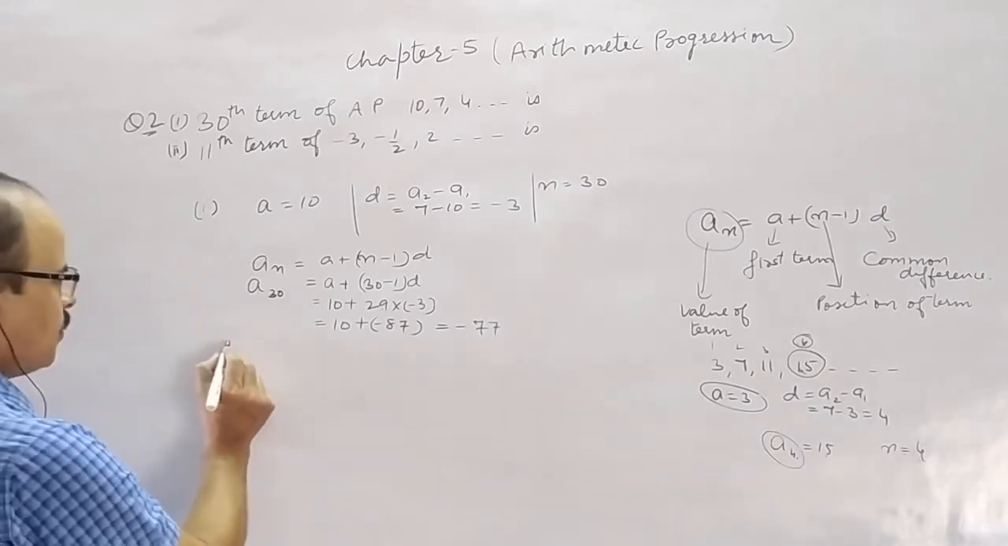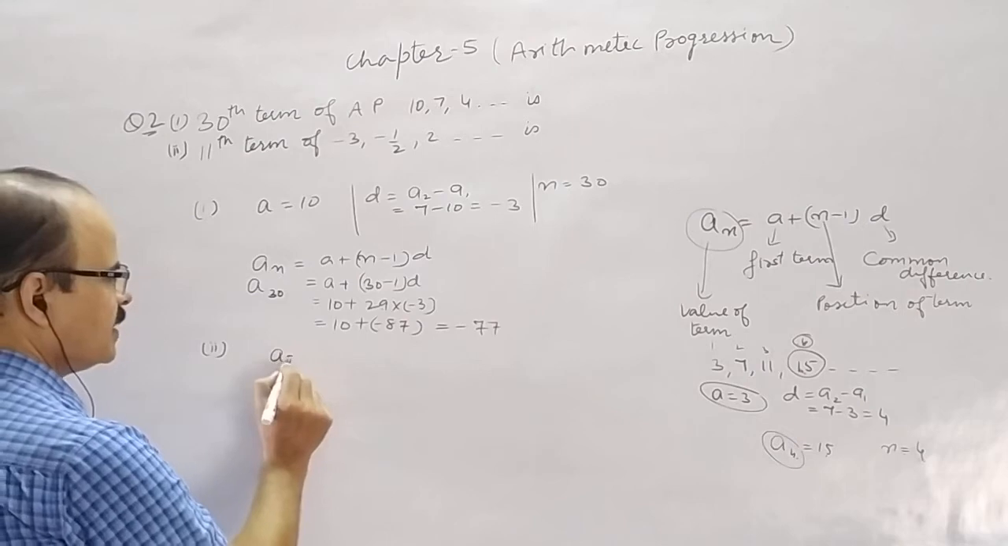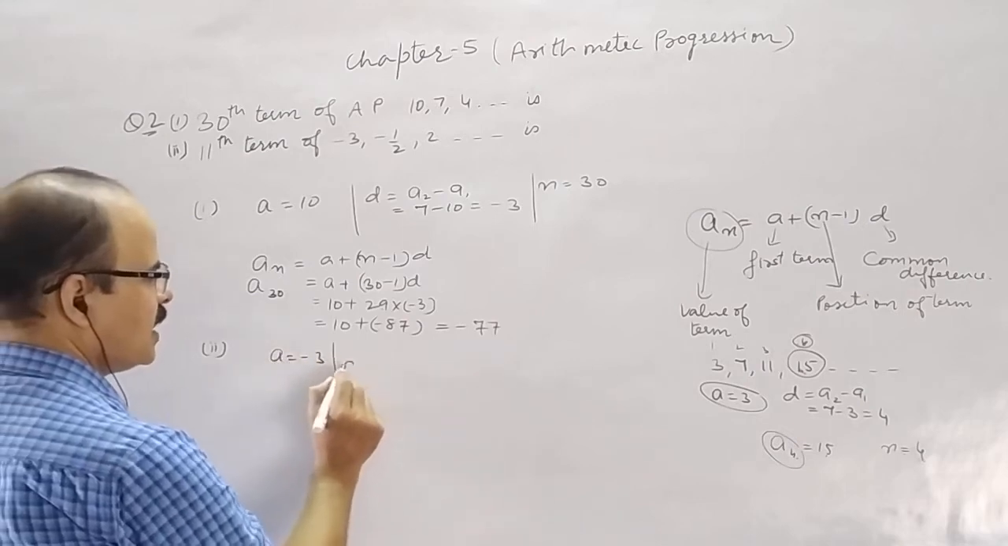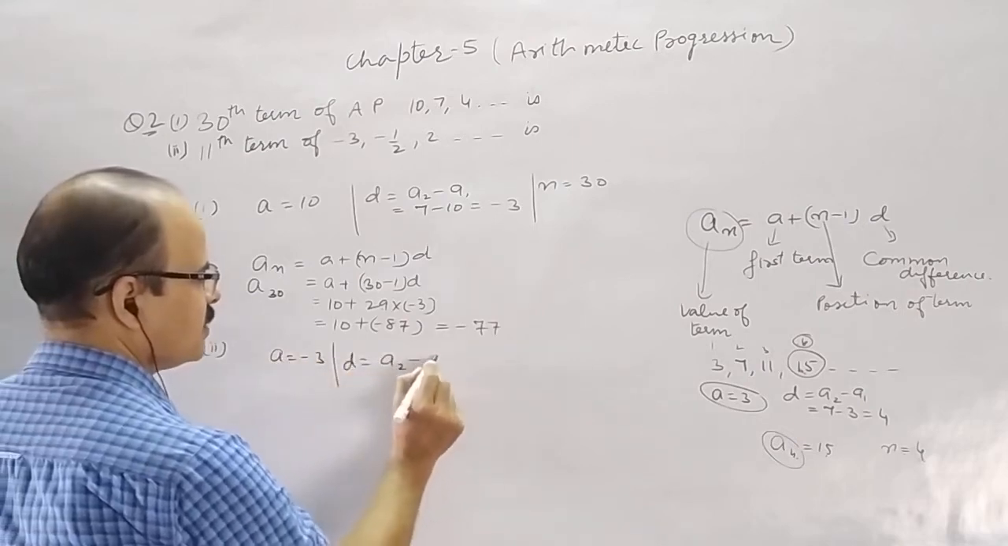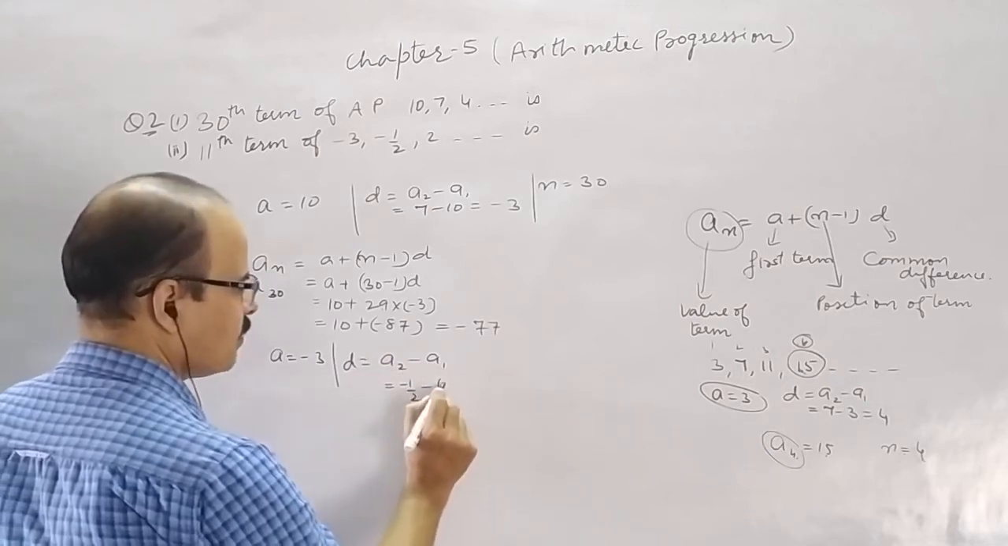Second question. Just select A, A is minus 3. Calculate D, A2 minus A1. This is minus half minus minus 3.